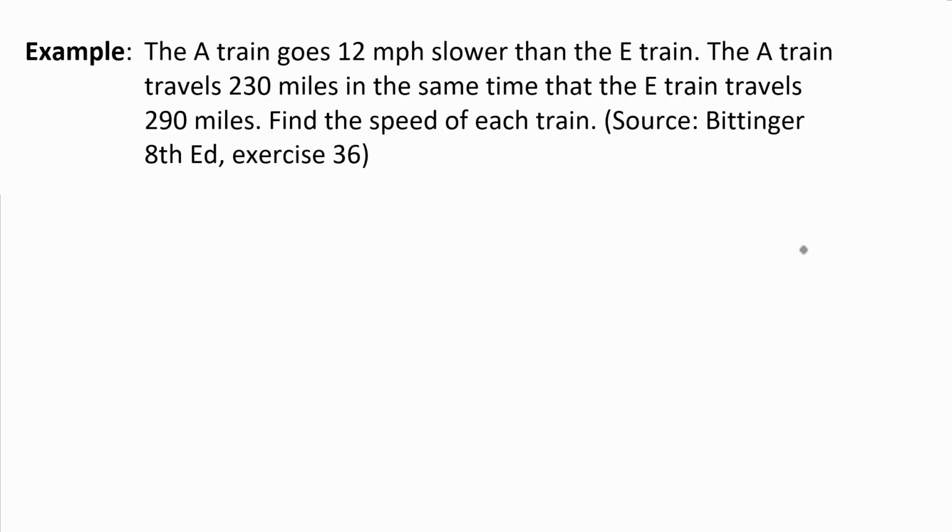The A train goes 12 miles per hour slower than the E train. The A train travels 230 miles in the same time that the E train travels 290 miles. Find the speed of each train.